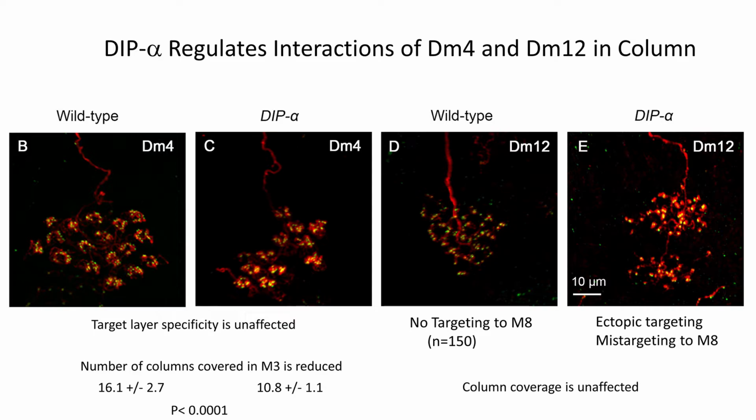DM12 is different. DM12 covers about the same number of columns as DM4. By contrast, in these single mutants, about 60% of them, I should say all of them, have about the same coverage within the M3 layer, but about 60% of them send a process to a deeper layer where they then arborize, and that's a defined layer. It's always the M8 layer where they arborize. And also, you can see these little puncta indicating that they do elaborate presynaptic sites. We don't know what they synapse on, however, in that layer.